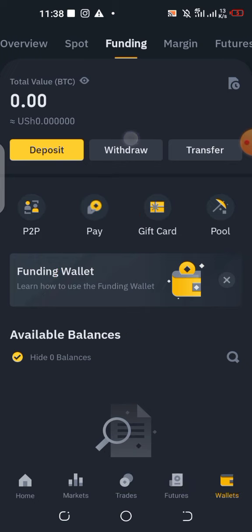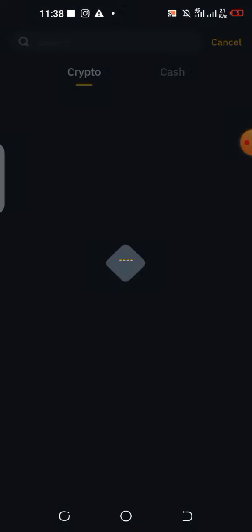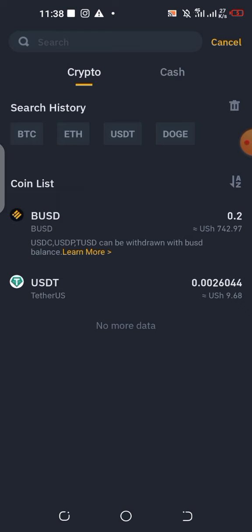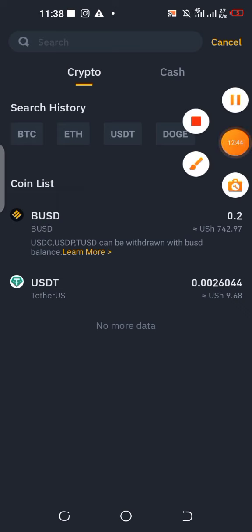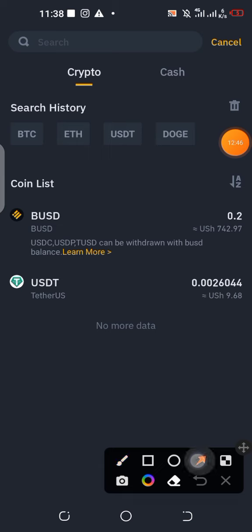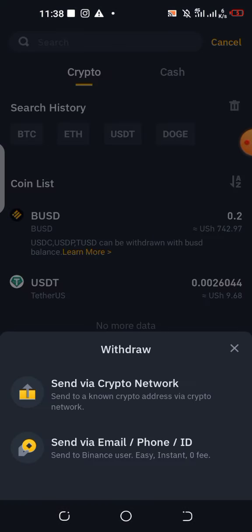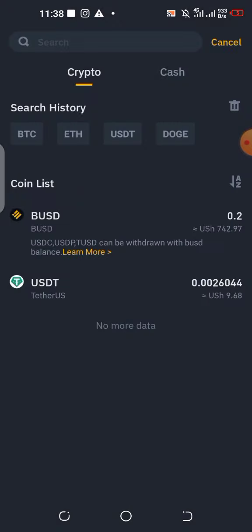So when you tap on withdraw crypto, you will come to this option which says BTC. You understand? Then you tap BTC. When you tap BTC, they will ask you for a crypto network. Yes, we have to use a crypto network when doing this.